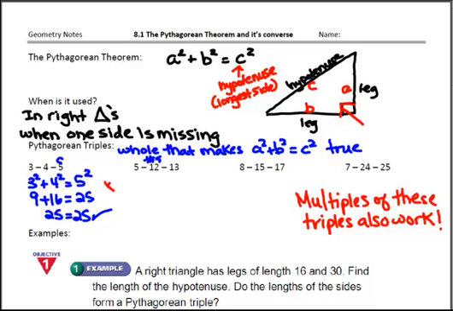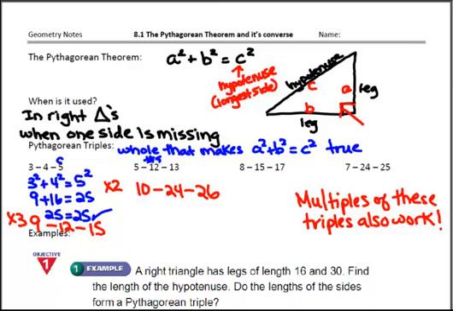What I mean is, multiply these numbers by 2. 10, 12 times 2 is 24, 13 times 2 is 26. This is also a Pythagorean triple. Multiply 3, 4, 5 times 3. 3 times 3, 9. 4 times 3, 12. 5 times 3, 15. This is also a Pythagorean triple. Any multiples of these numbers also work.